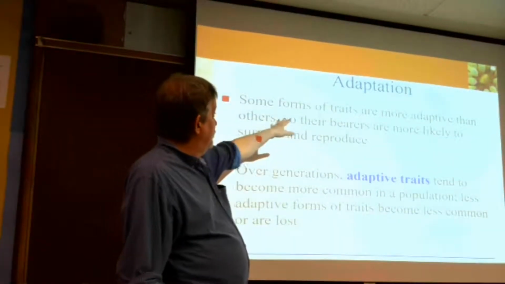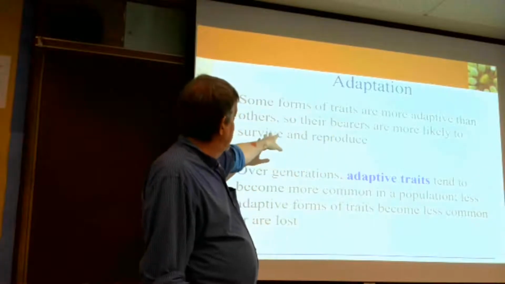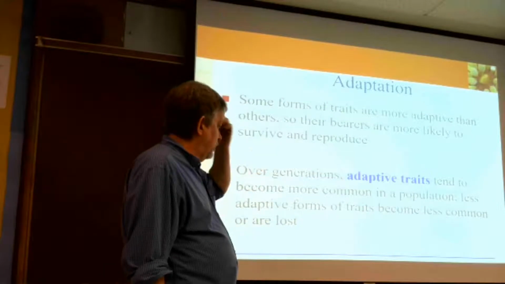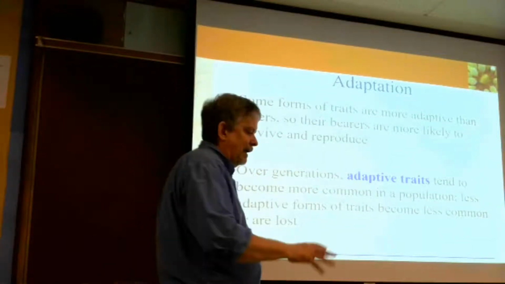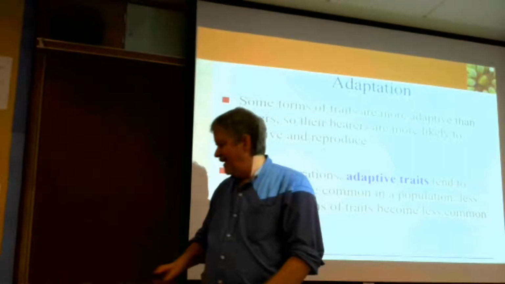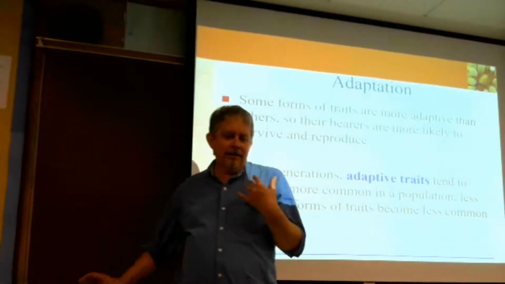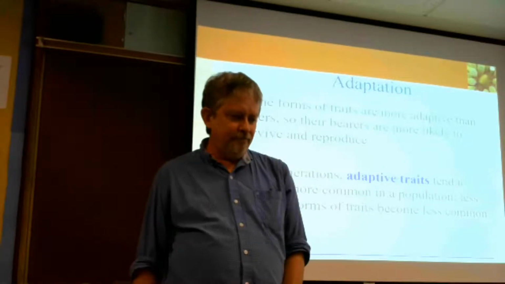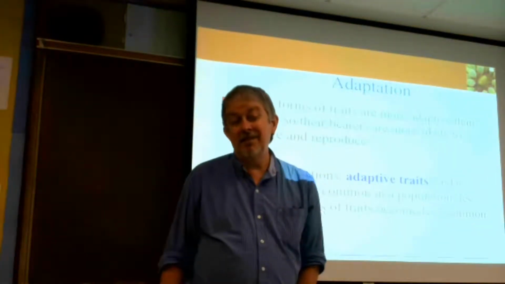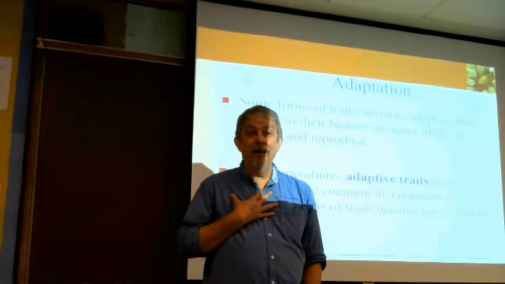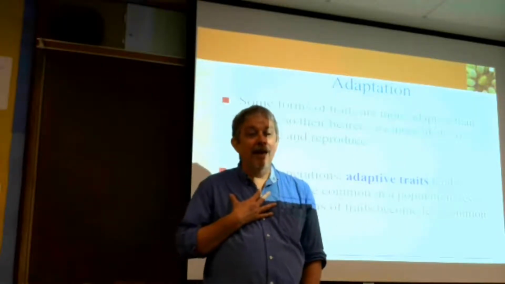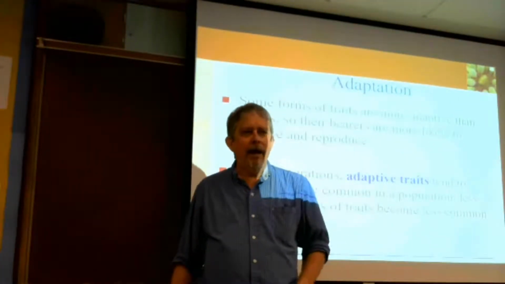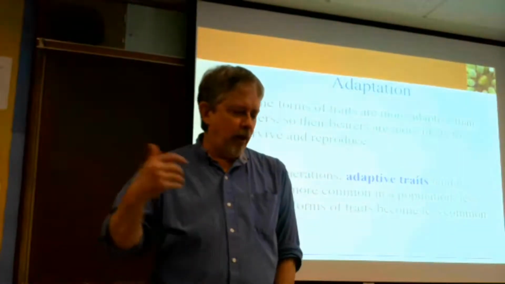Adaptations. Some forms of a trait are more adaptive than others, so their bearers are more likely to survive and reproduce. I'll give you just a quick example. I know this lecture gets long. This is a long chapter. I love wolves. I studied wolves in my graduate studies at Marshall University. When the wolves were in the plains, they were short haired, because it's very hot out in the plains typically, and they were long legged. The longer the leg, the more the blood can cool as it is being pumped around.